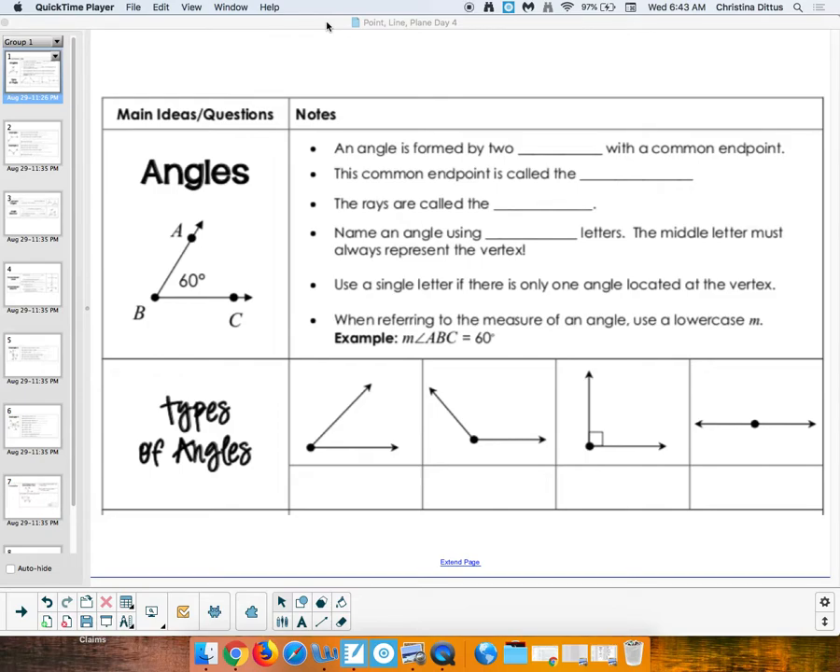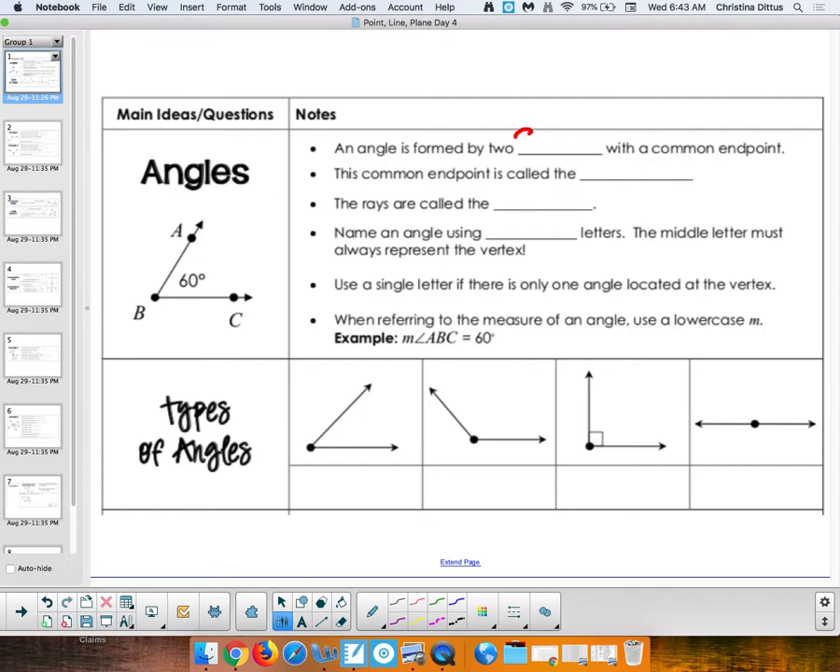An angle is formed by two what we call rays with a common endpoint. All a ray is that it has a starting point, but it doesn't have an endpoint. Here we have a ray that starts at B, goes past A and on forever. Here we have a starting point at B, goes through C and goes on forever. That's all a ray is.